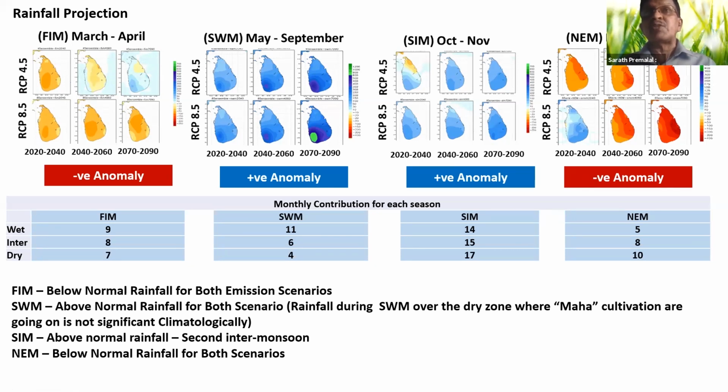So we get thunderstorm type rainfall, the convective type rainfall, and we get high intensity rainfall. Because of that, more runoff will take place, and more infiltration also takes place. So if you get low rainfall during the northeast monsoon, it is a high impact for water resources in the north dry zone, as well as for agriculture practices.